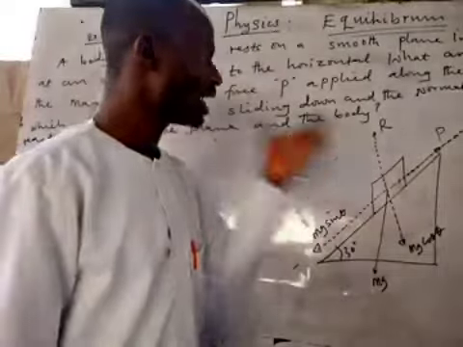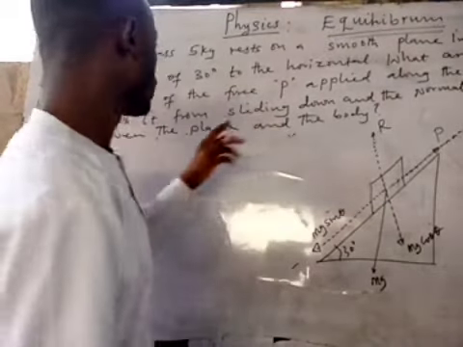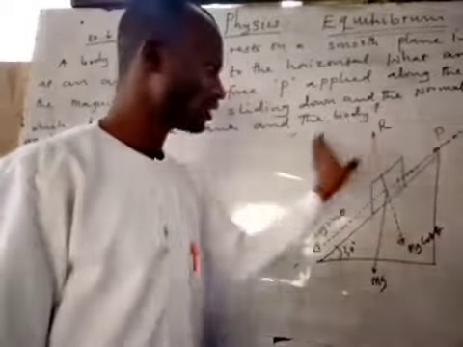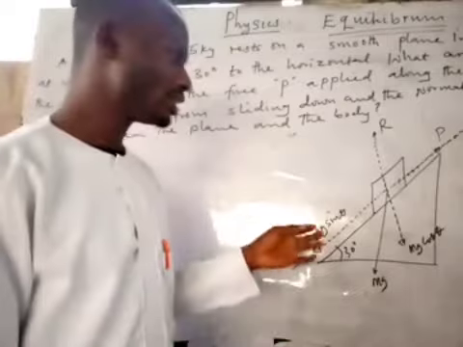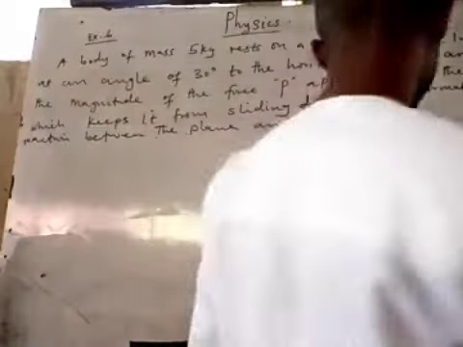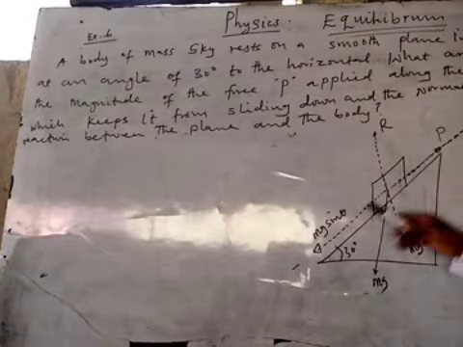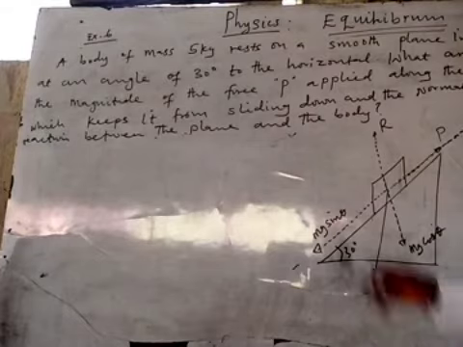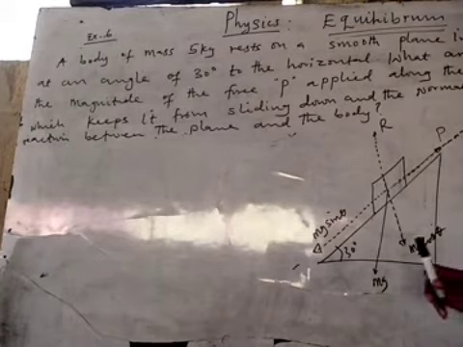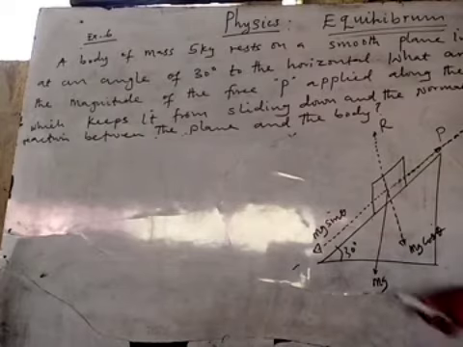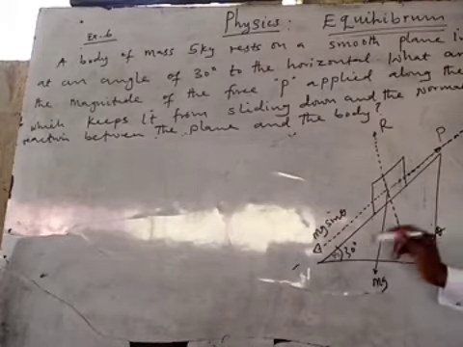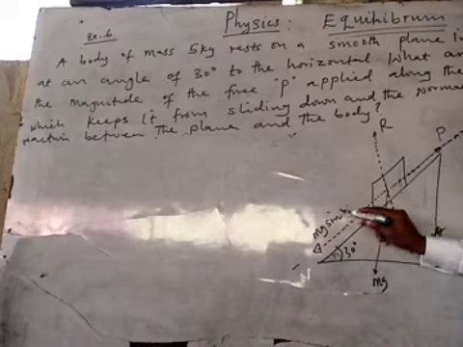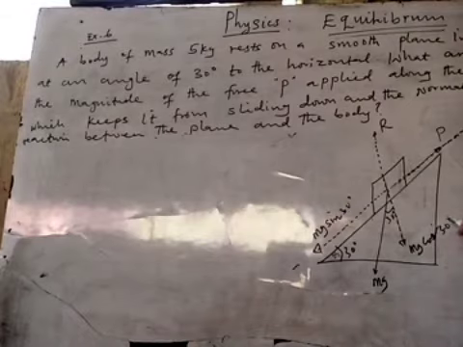But for this body to remain at rest, for it not to slide down, the body should be in equilibrium. That is, the forces acting on this body should be in equilibrium. For these forces to be in equilibrium, it simply means that all the horizontal forces acting on the body must cancel themselves, and all the vertical forces acting on the body must equally cancel themselves. Please remember, our theta here is 30 degrees. So if we are resolving, our angle theta should be 30 degrees, so this angle is 30 degrees, and here is still 30 degrees.